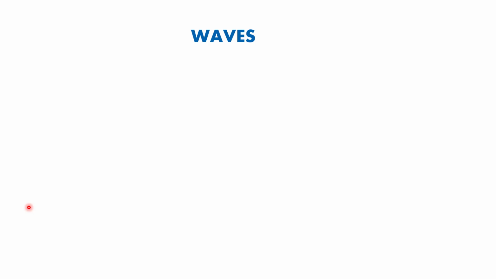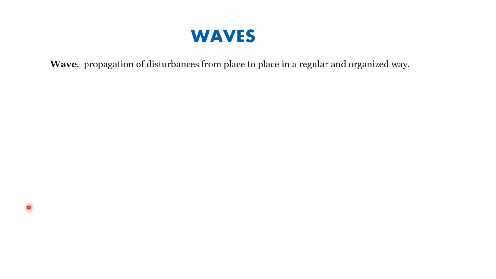So let's define the wave now. A wave is a propagation of disturbance from place to place in a regular and organized way. Means when you drop a pebble in water, you can see a regular up and down form of wave moving, which is in an organized manner. So in that wave, we have types of waves.